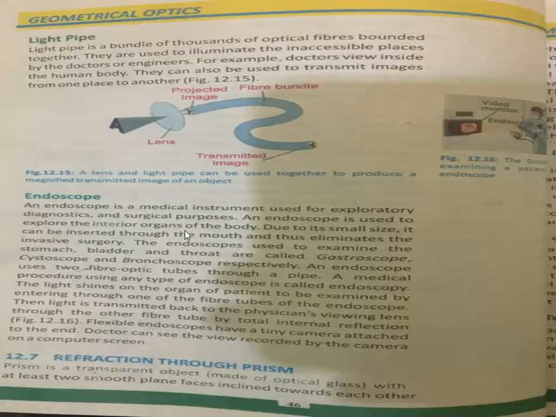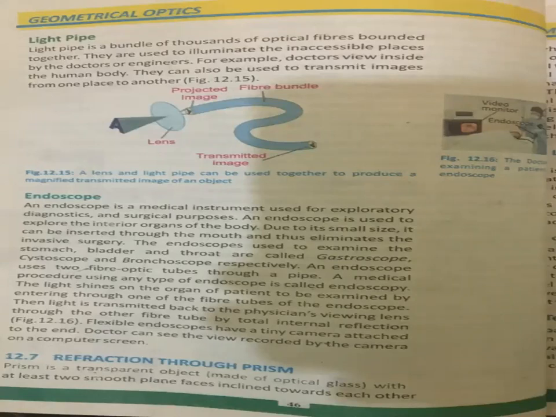What are the interior organs of the body? Like the heart, lungs, kidneys. These are the interior organs of the body. If there is a problem in the interior organs of the body, what does the doctor do? There are two methods. One method is to rip open your body. That is called surgery. First of all, they do the surgery and rip open your body, and then they examine what the problem is in your organ. Which organ has a problem? Lungs, kidney, or heart?